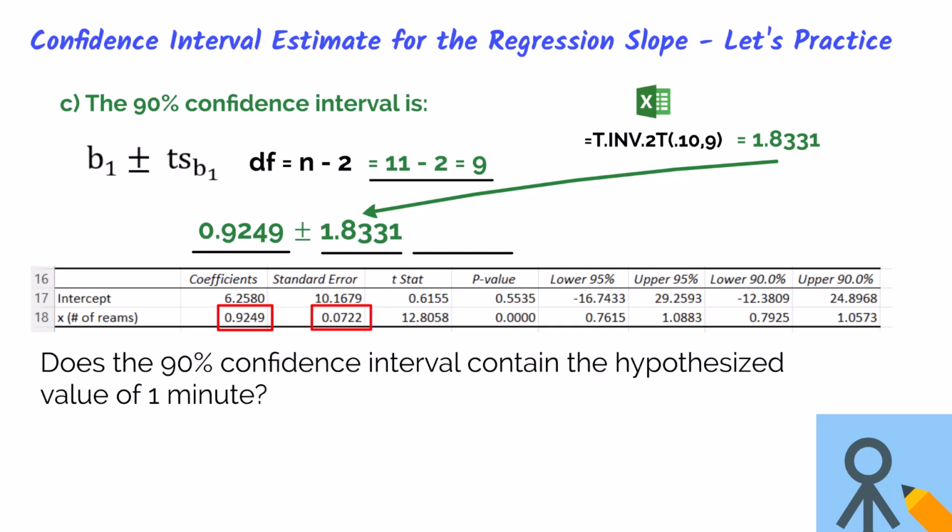We see here it's 0.0722. So we go ahead and plug that into the equation here. We plug this into a calculator, and we get a lower limit of 0.7925 and an upper limit of 1.0573. So as you can see in the table below, this matches the lower 90% and upper 90% confidence interval estimates here.